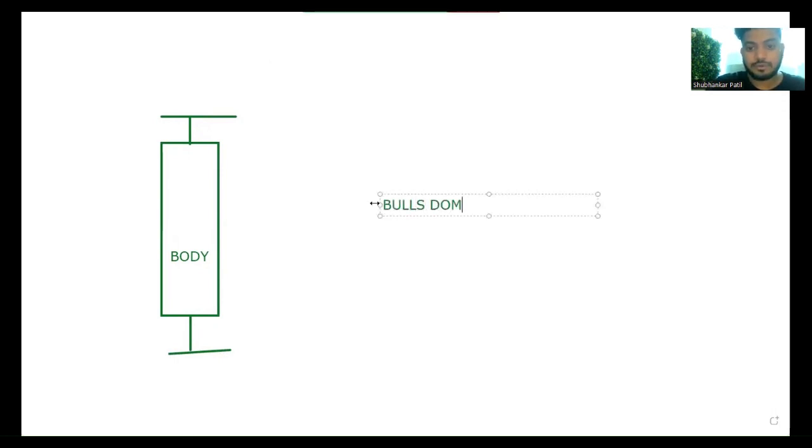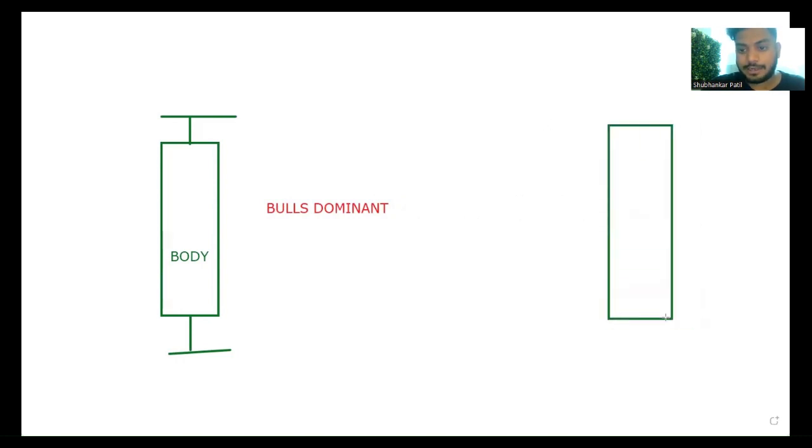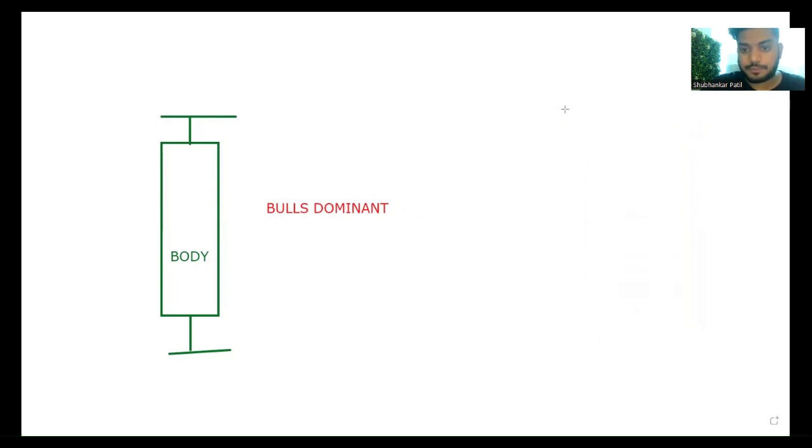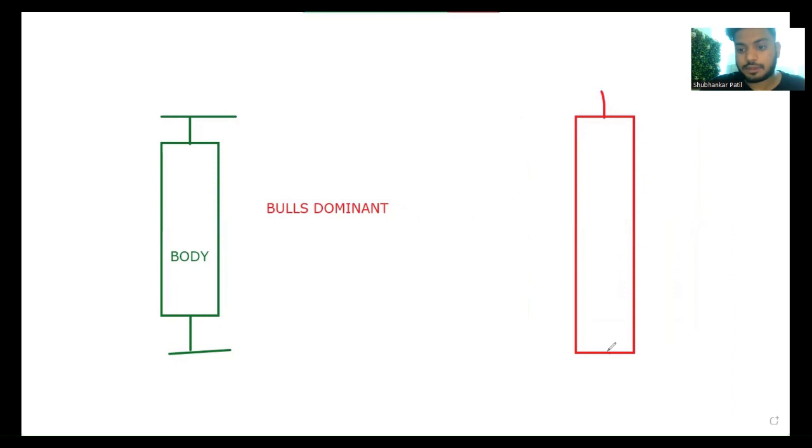Now coming to the other type of candle pattern, which is completely opposite of it. Red color. Again, let's say this is how the body of the candle looks, and let's color it in red. This is the body of the candle and these are the wicks. This is the upper wick. This is the lower wick.